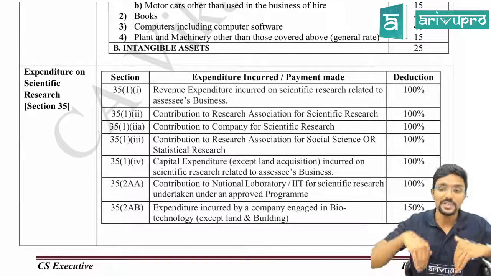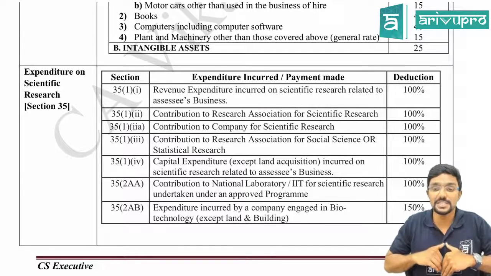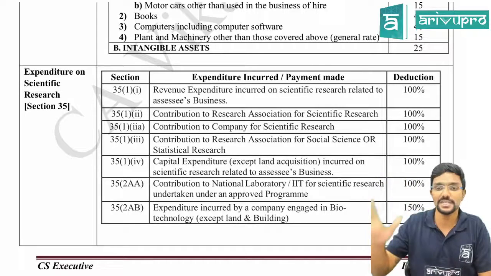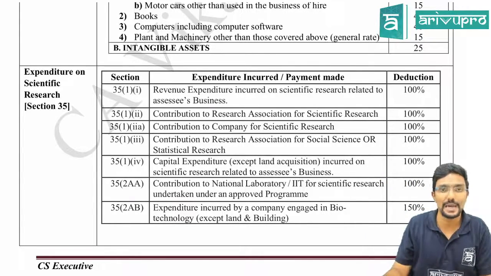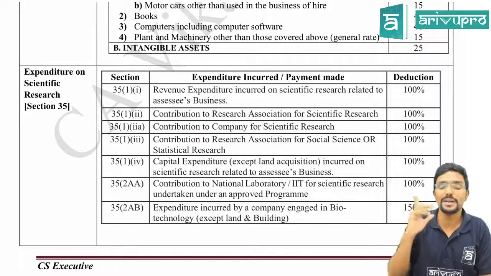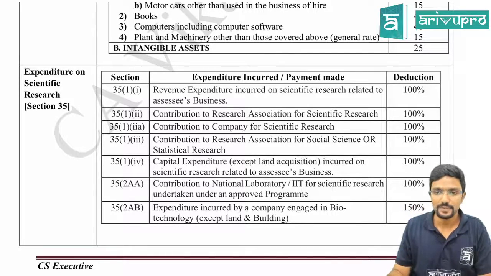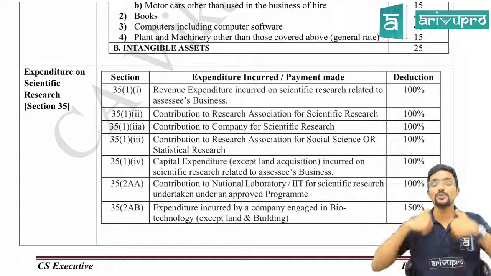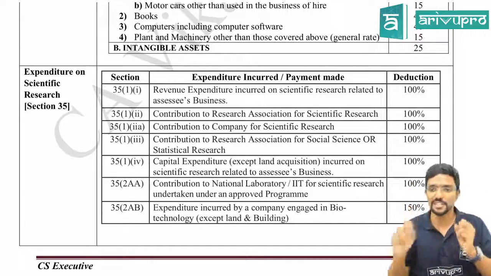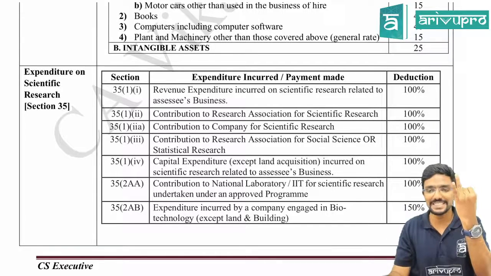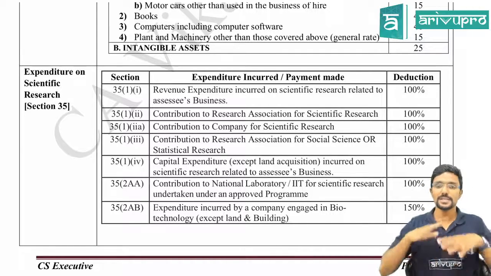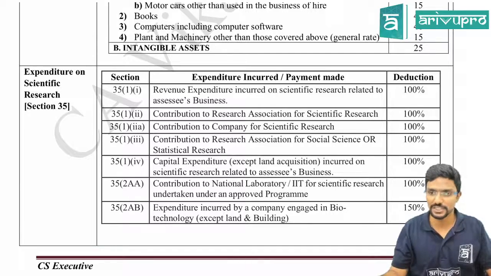Agree? And one more research I can do, that is in-house research in the field of biotechnology. In that case, I can claim 150% deduction for both revenue as well as capital expenditure. But land and building are not covered there. Agree? Then this is with respect to my own business. I can also contribute to an outsider who is doing some research, either social science research, statistical research or science research. So if I am contributing to someone, even though it is not related to my business, still I can claim 100% deduction in my business.